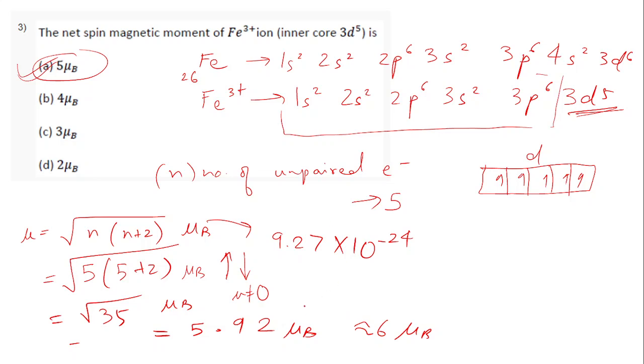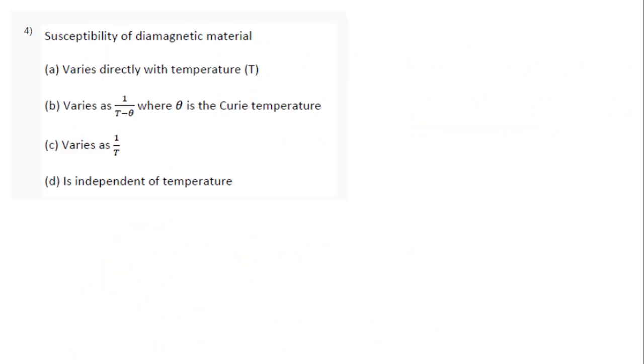6 Bohr magneton is not there. Maybe, I don't know. But if we have to choose the best out of these 4, then this should be the correct answer. Okay.